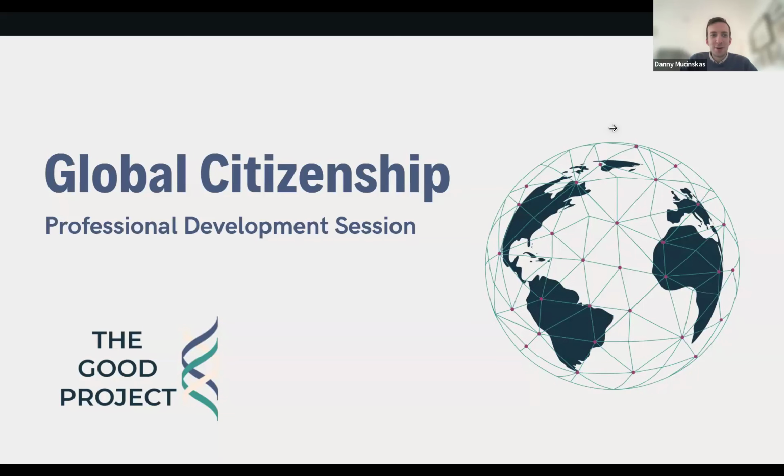Everyone, welcome to the Good Project's professional development session about global citizenship. In this session, we're going to talk a little bit more about what global citizenship means and how it can be defined, some practices that might help teach global citizenship, and also some frameworks that can help us think about what global citizenship can look like in action.